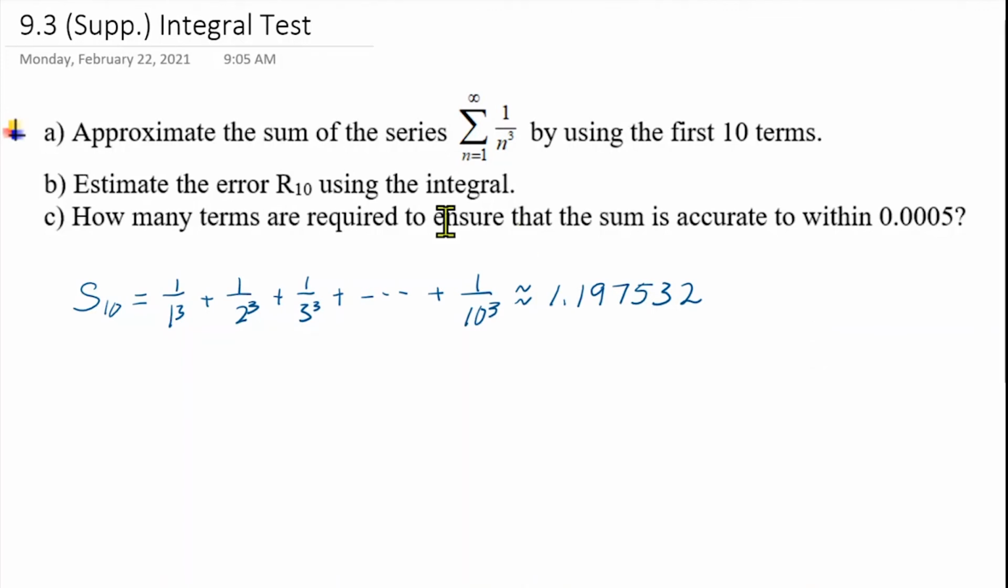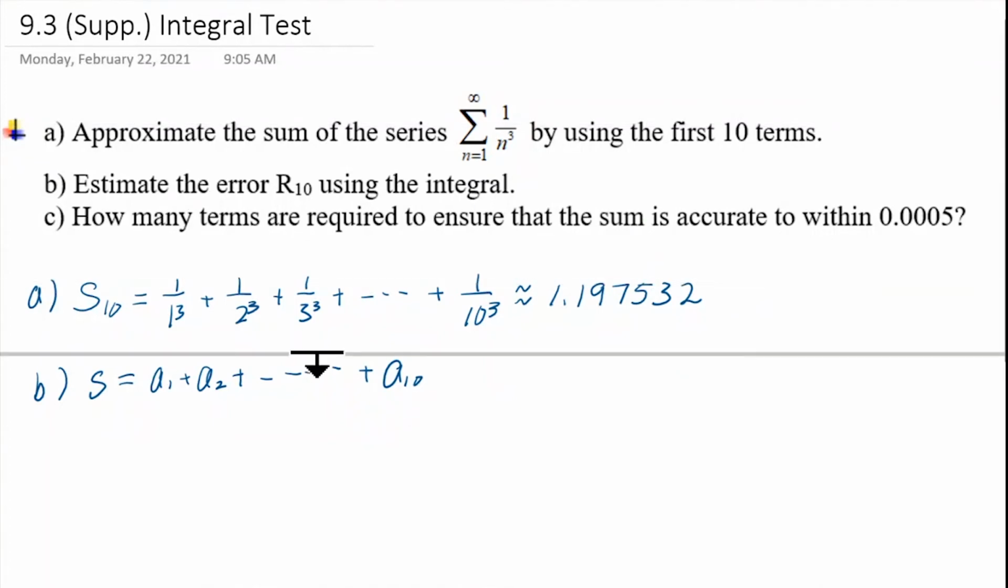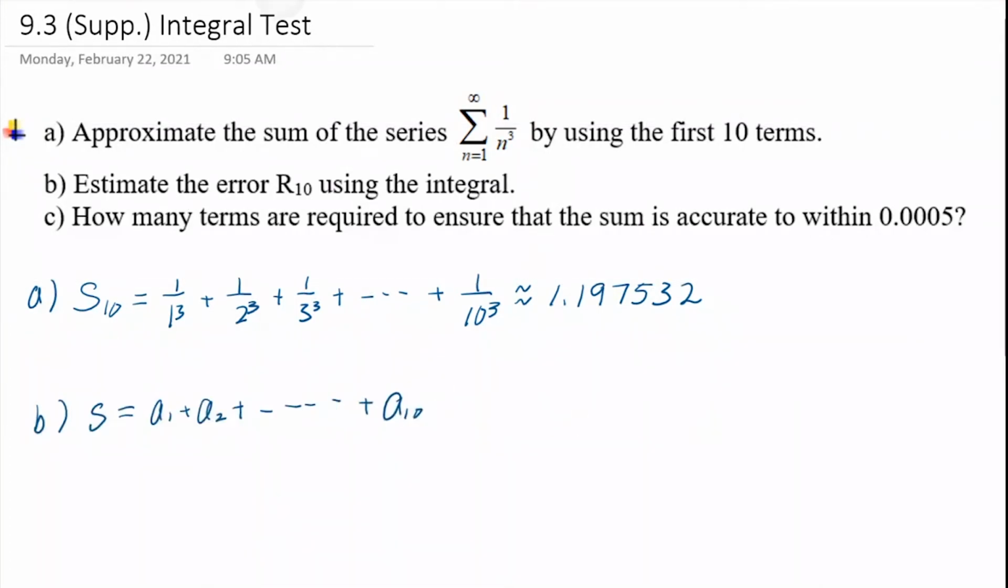Okay, so we got this. Now we have to estimate the error R sub 10. Now, what does that even mean, right? So this is your part A, and then part B. R sub n, the way it's defined is really weird. So your infinite sum S is going to be, in our case, A1 plus A2 plus dot dot dot. This is A1, A2, A3, right? Plus A10. Up to that much is our partial sum S sub 10, isn't it? Gonna squeeze the space down here. So this is what we call the S sub 10 we just computed.